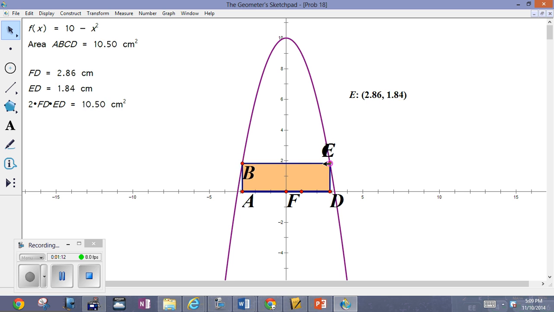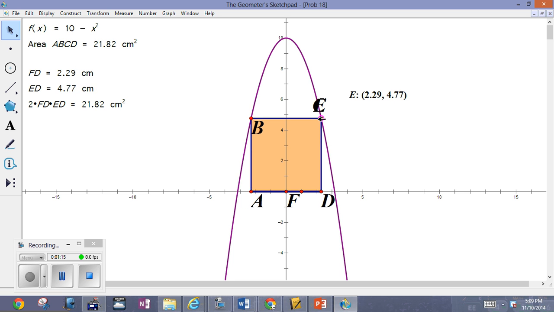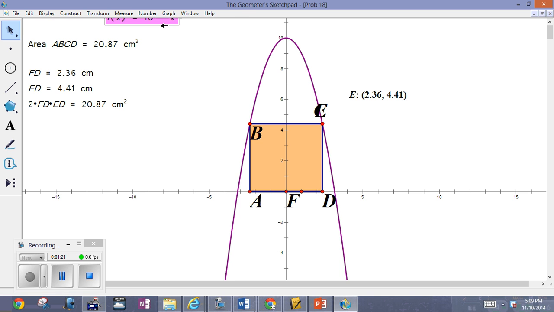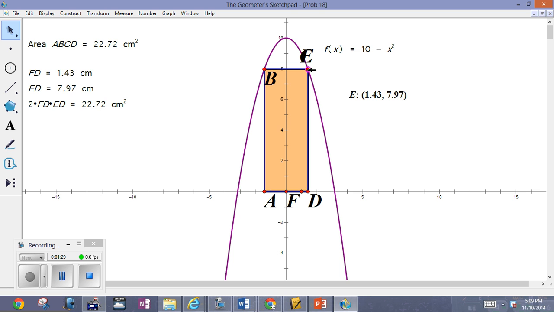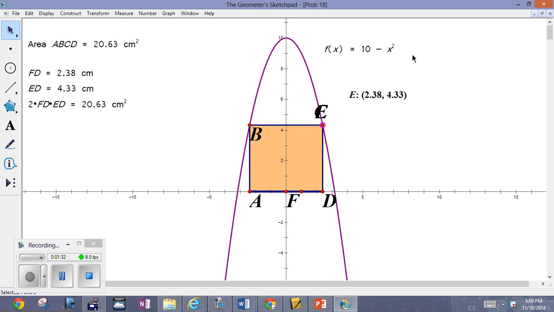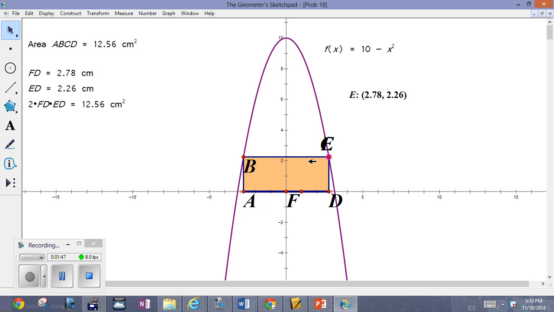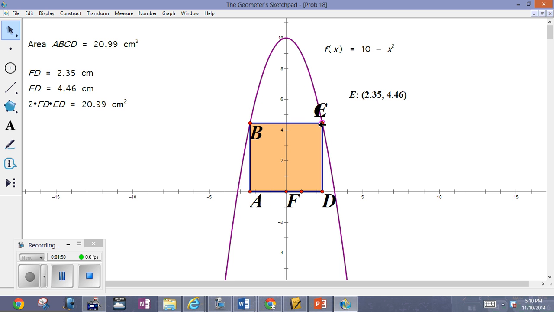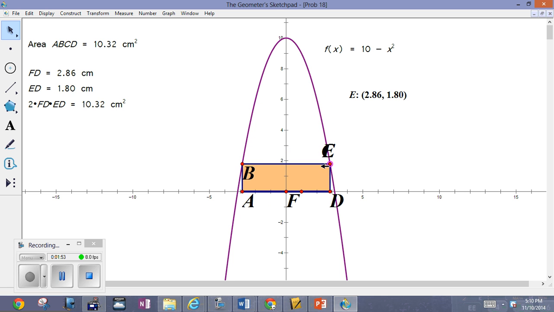So since they're always changing, I'm going to state that the coordinates of this point are x comma y. But the y value is simply the function value, which is always 10 minus x squared. So bear that in mind, because the point on this curve is always xy, but y is always 10 minus x squared. So the point could just as easily be labeled x comma 10 minus x squared. So invariably, they're asking us to find the area as a function of x. So at some point, we're going to want to optimize that area.